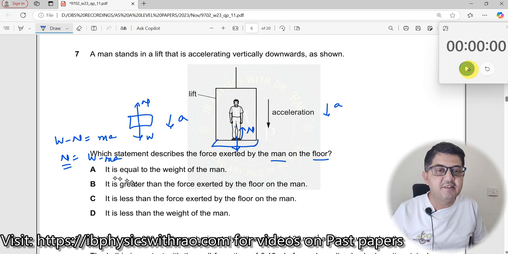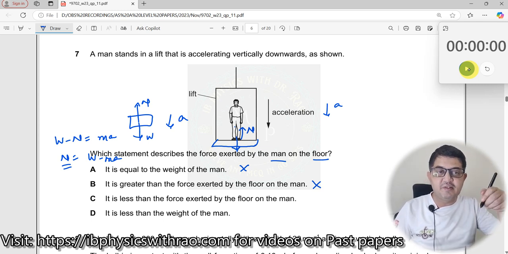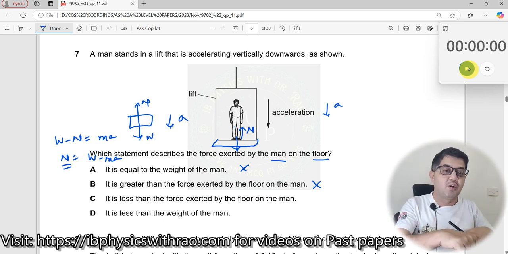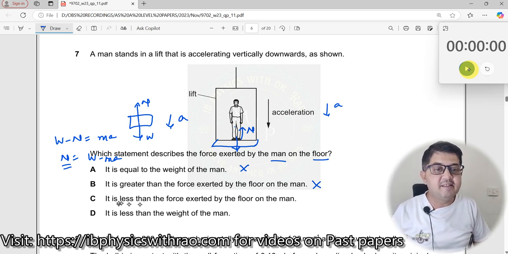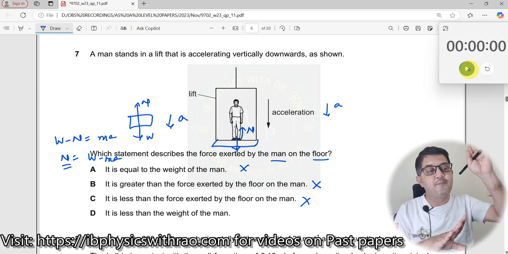Now, let us look at the options. It is equal to the weight of the man. No. It is greater than the force exerted by the floor on the man. Incorrect, because the force by the floor on the man is nothing but the normal force. He is not exerting a larger force. If he were exerting a larger force, definitely he should penetrate the floor and go downwards, which is not correct. It is less than the force exerted by the floor on the man. No, it is not less than it, because if it were less, definitely he would be flying upwards over there.